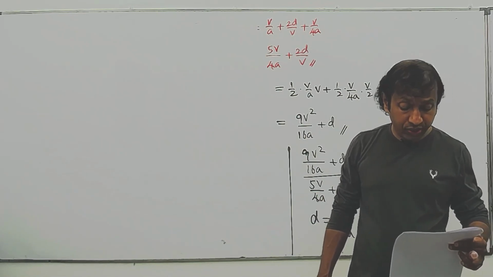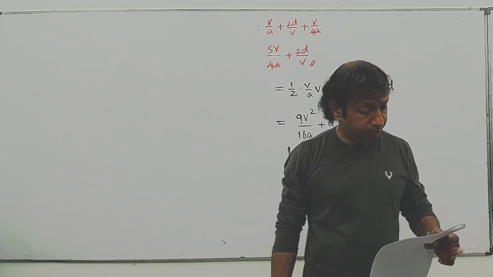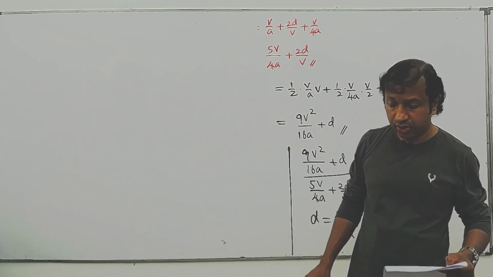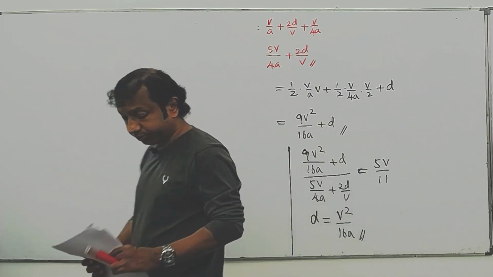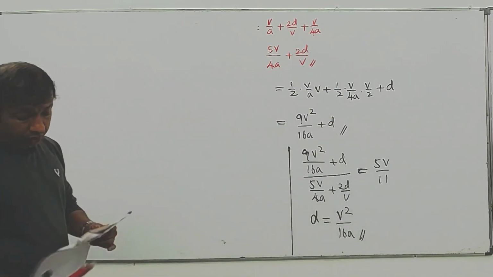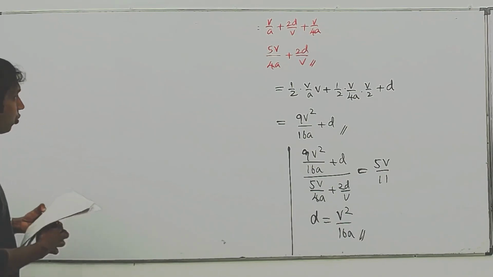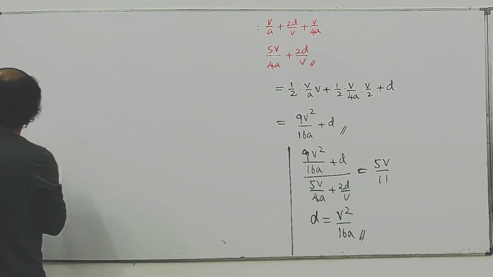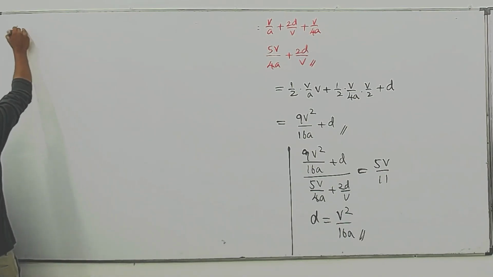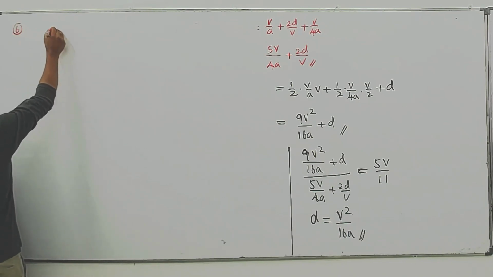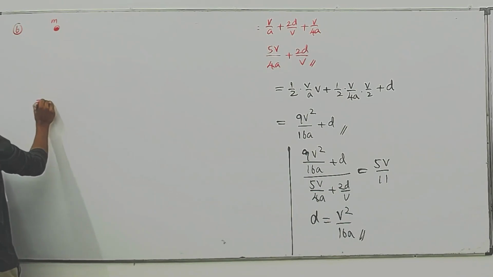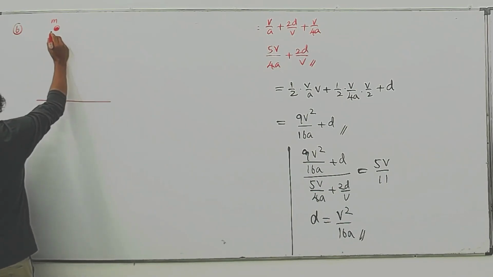Show also that the impulsive force at the impact is this answer. Right, we'll see that, people. Now the particle is dropped. Question number 6 here, right? Here initially a particle of mass m is dropped from a height a.